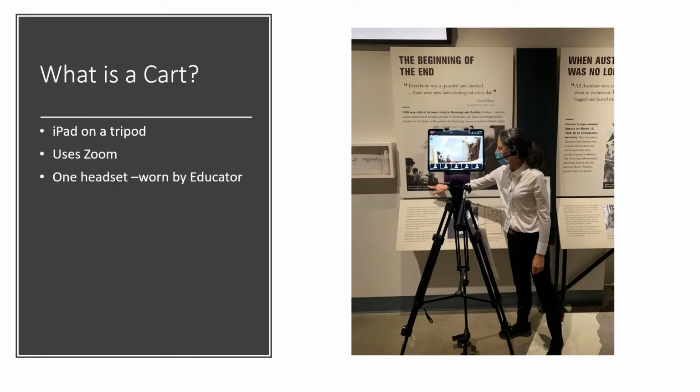First and foremost, what is a cart? A cart, as you can see in this image here, is simply an iPad on a tripod. So we have our iPad up here, our tripod, which is on wheels, and it's a little tricky to see in this image, but our tripod actually has a handle that you use to push and to basically navigate throughout the museum. We use Zoom as our streaming platform because, of course, this is one of the most used platforms at the time, but it also has really good connection.